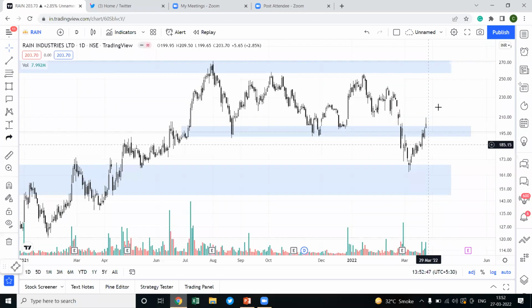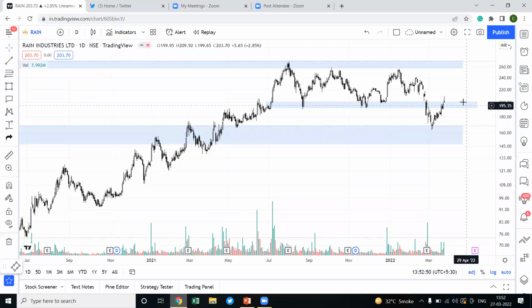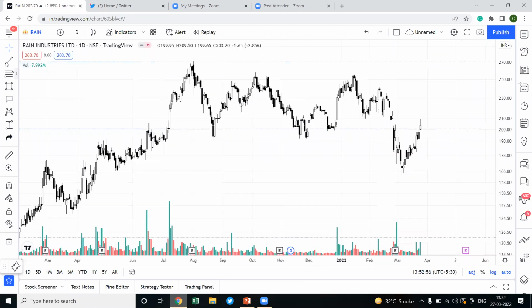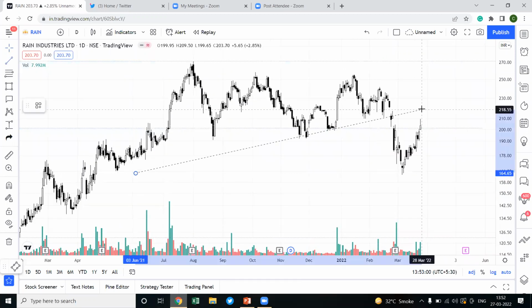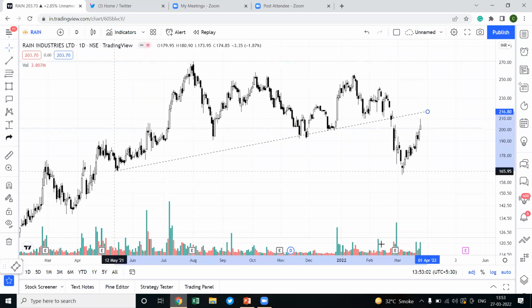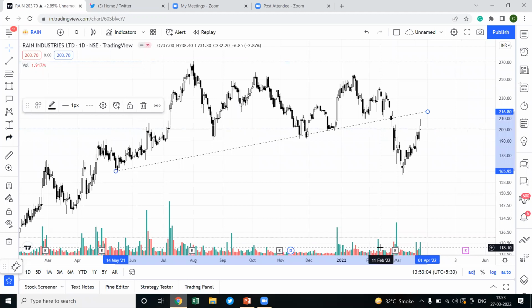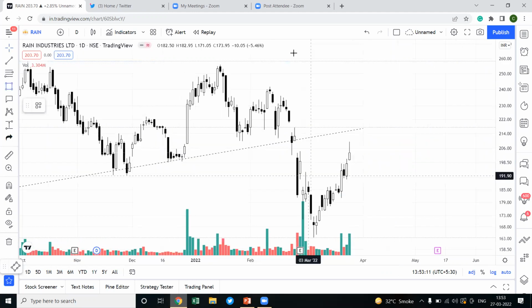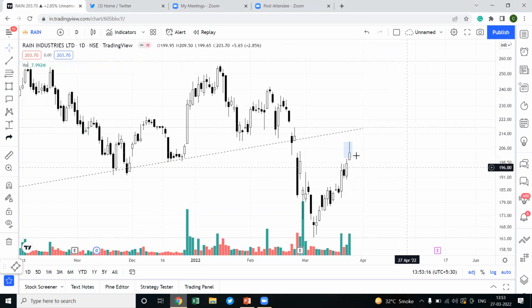So unless and until this particular zone of 211 and 212 is broken, I think the short-term trend of Rain Industry is looking down, so it might correct a bit further before making a good base. And as you can see over here, there is a shooting star candle formation as well. A shooting star candle formation indicates that the buyers are not strong. Even though Rain Industry went till the 208 mark, the levels did not sustain and the selling pressure was coming in.